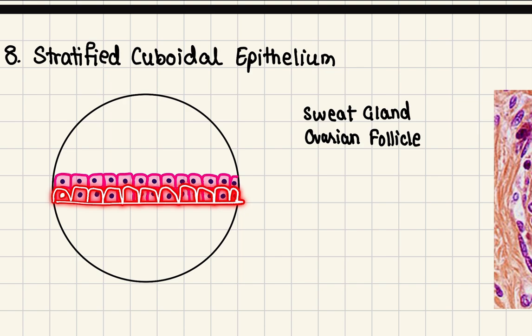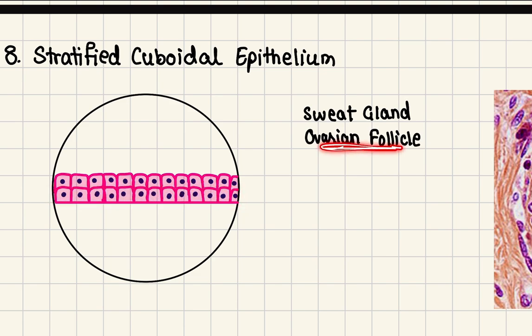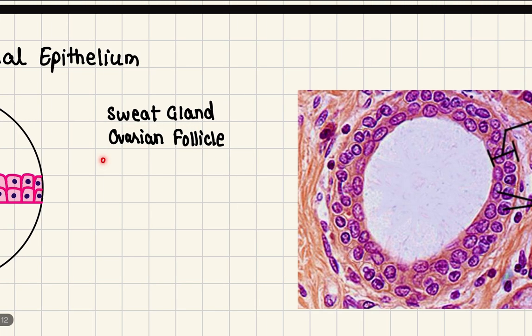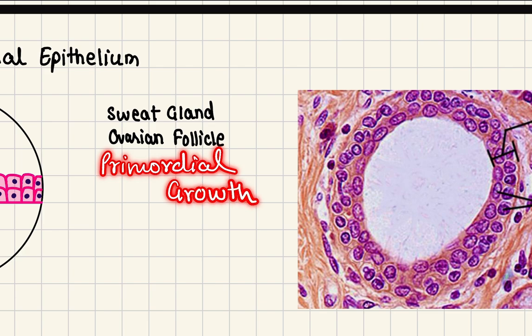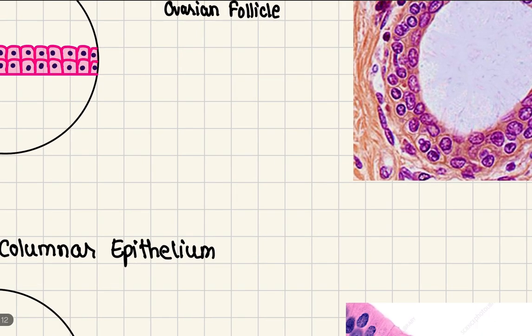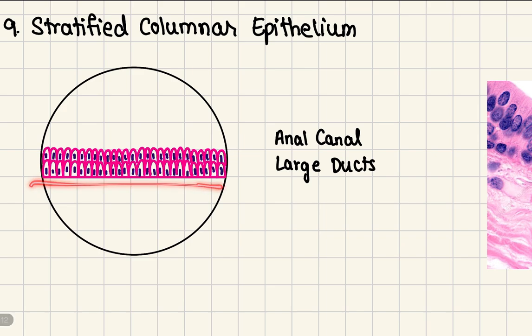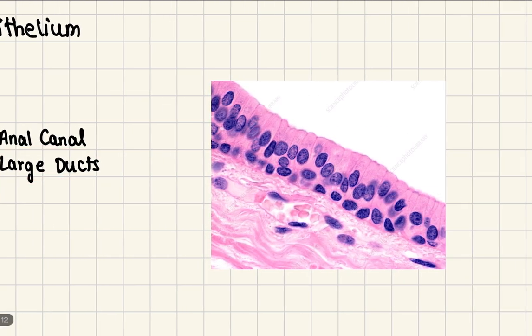And why in ovarian follicles? Because these are the primordial growth cells which then develop and form circular cells later in life. Then you have stratified columnar epithelium, multiple layers of columnar cells. They are found in anal canals and large ducts. Stratified columnar is majorly for absorption, and stratified cuboidal is majorly for secretion.